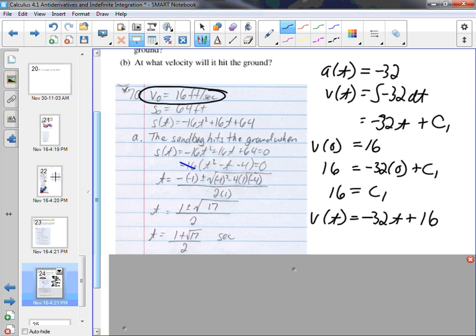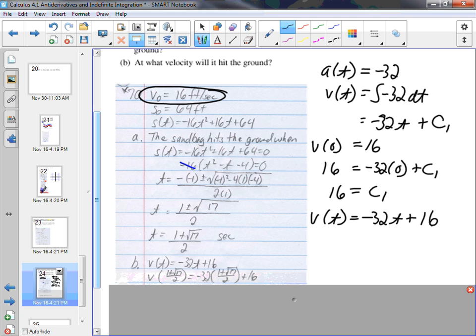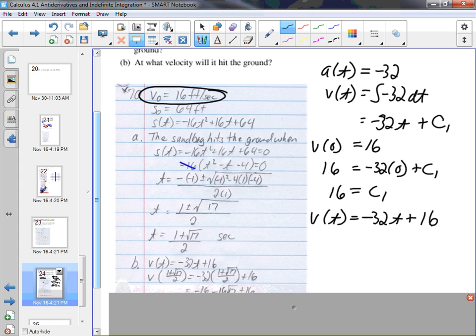You follow me on all that? Questions on any of that? Exactly. So the velocity when it hits the ground is the velocity at 1 plus the square root of 17 divided by 2. So v of 1 plus the square root of 17 divided by 2 is negative 32 times 1 plus square root of 17 divided by 2, plus 16.